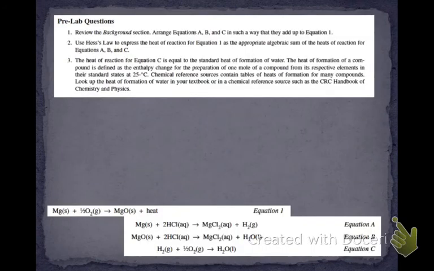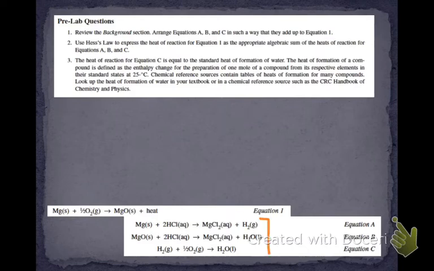In this slide, all I've done is bring in those pre-lab questions from your lab handout, and we're just going to work through them. I'm going to give you some hints on how to solve them, and then you're going to solve them and submit them to the Dropbox. That will be your assignment at the end of this video. Number 1 wants you to look in that background section and arrange equations A, B, and C so that they add up to equation 1. You can see at the bottom of the slide I have those equations shown.